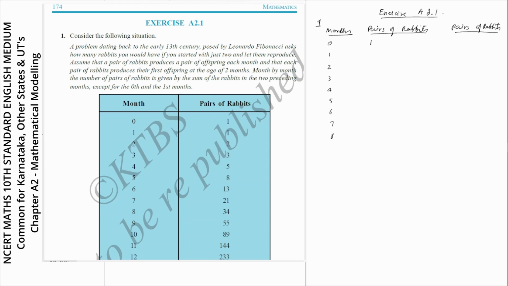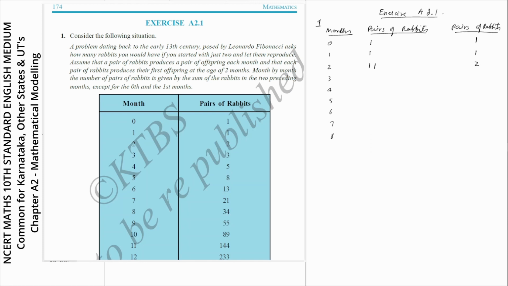Every pair of rabbits gives birth to a new pair after 2 months. So this pair of rabbits will be there as it is in the first month, but in the second month it will give birth to a new pair of rabbits. Therefore in the second month there will be 2 pairs of rabbits. So I am writing here there are 2 pairs of rabbits in the second month. In the first month it is 1 pair, and in the 0th month also it is 1 pair.